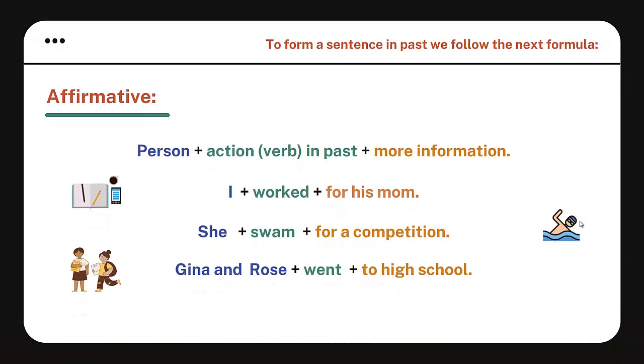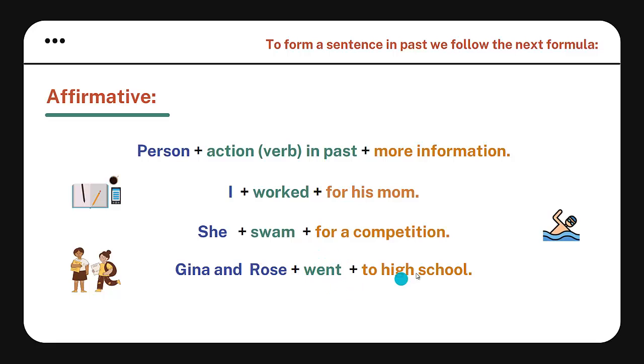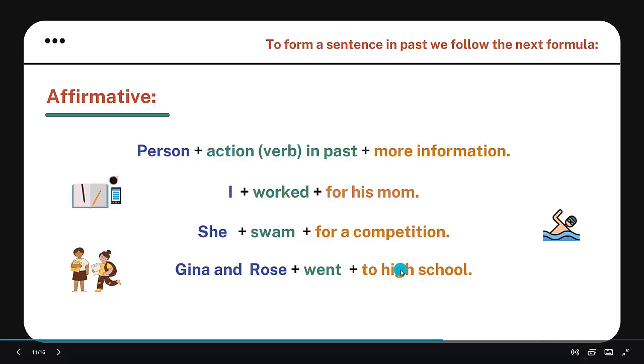Now, to form a sentence in past, we follow the next formula. First, for the affirmative, we're going to write the person plus the action, or we can call it verb, in past, plus more information. Then we have the person I, my action in past worked, and more information for his mom. The same is going to be with the other persons. She swam for a competition. Gina and Rose went to high school. Then we have the person or persons doing the action in past, and more information. And this is the affirmative.